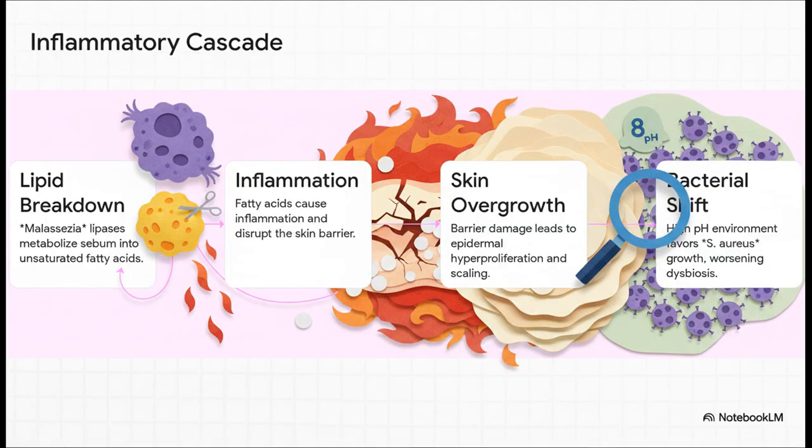And this slide shows you exactly how that microbial imbalance leads to what we see in the clinic. Think of it as a domino effect. First, the Malassezia enzymes start breaking down your natural sebum into these irritating unsaturated fatty acids. Step 2, those fatty acids cause inflammation and poke holes in the skin barrier. Step 3, the body tries to fix that damaged barrier by overproducing skin cells. That's the hyperproliferation and scaling you see. And finally, this whole messed up environment, now with a higher pH, becomes the perfect breeding ground for S. aureus, which just makes the dysbiosis even worse.